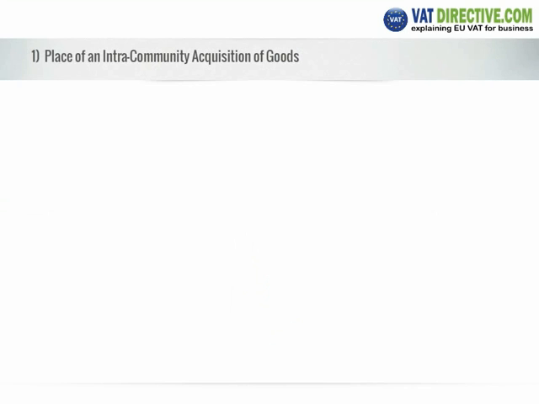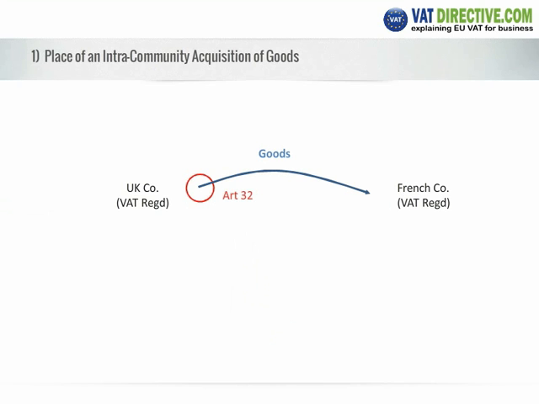Welcome to this lecture on the fallback rule found within Article 41 of the VAT Directive. Now, to understand the fallback rule, we need to understand the basic rule for goods moving from one member state to another. Here we have a UK company, VAT registered in the UK, selling goods to a French company registered in France. Now, under Article 32 of the VAT Directive, we have a place of supply in the UK, i.e. where the goods leave, where they're transported from. That's the place of supply.